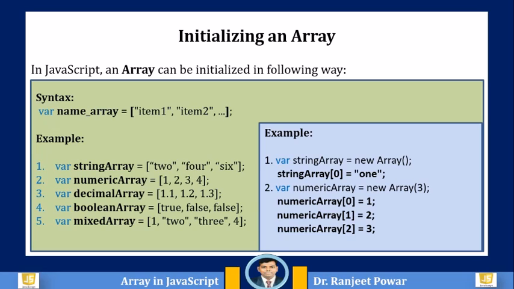So we have to consider the following points. First, each value is placed within the parentheses of an array constructor. Second, the values can be of the same type or mixed type of information. In this example, the mixed array contains numeric and string values. And third, a comma must separate each value.